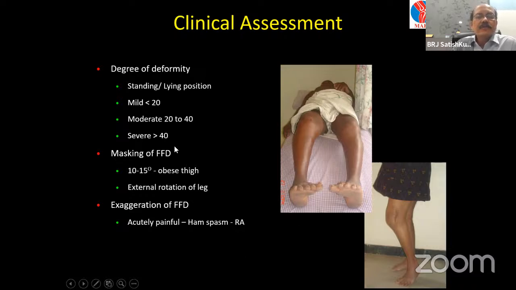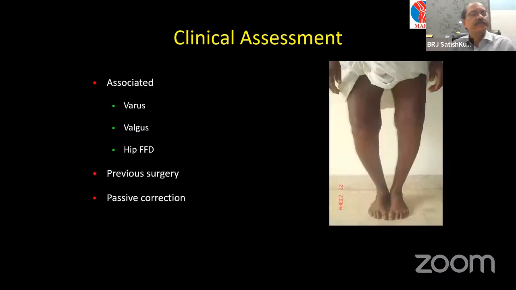Similarly, with acute spasm in rheumatoid patients, some patients will have severe FFD. The moment anesthesia is given, the 20-degree FFD will become 0 degrees. It is an exaggerated deformity that you can see in some of the patients.